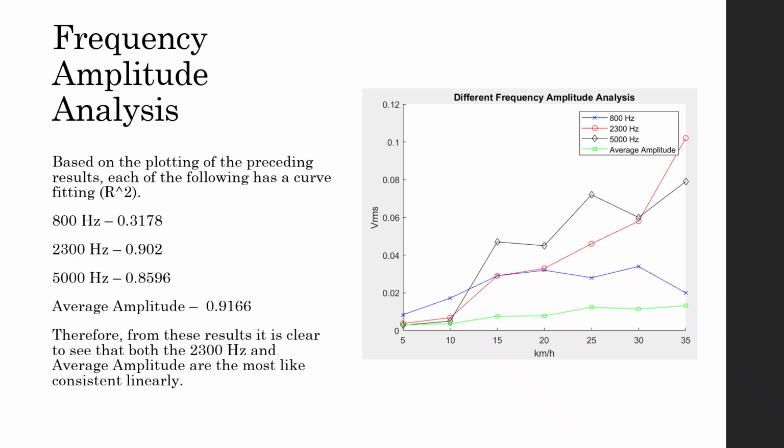So taking the data that we just collected and graphing that as VRMS versus kilometers per hour, we wanted to see the biggest correlation between the two, and you can see using the linear curve fitting on the side that the 2300 hertz and the average amplitude are the closest to a linear relationship. And so those will be used, because they're the most likely consistent and also linear.